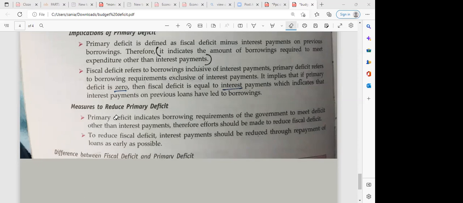Therefore, if you want to reduce primary deficit, you need to reduce fiscal deficit, and if you want to reduce fiscal deficit, you need to reduce interest payment, because as soon as you are able to repay the loan, it will be easy for you to reduce interest payment. And if interest payment is reduced, fiscal deficit will be reduced, and directly primary deficit will be reduced. Okay, you can write it down.